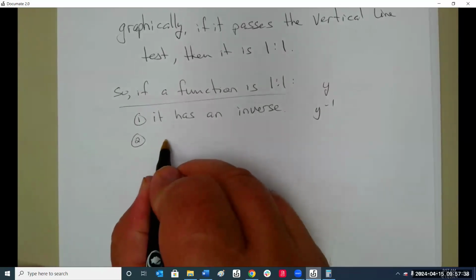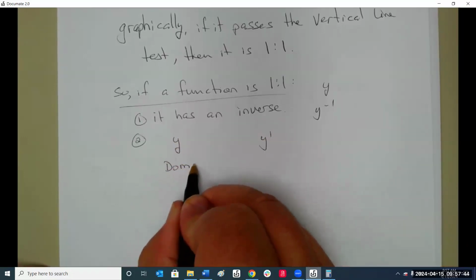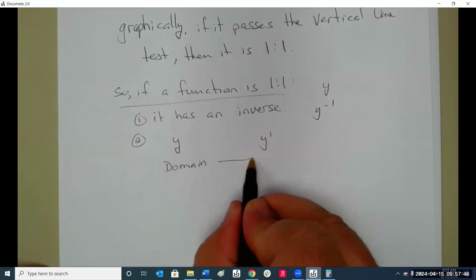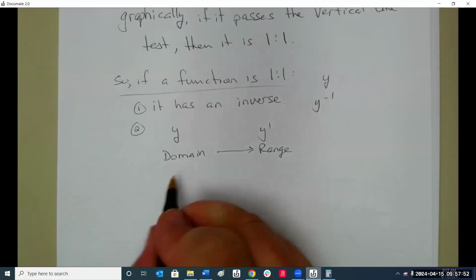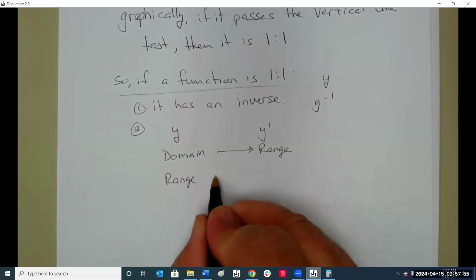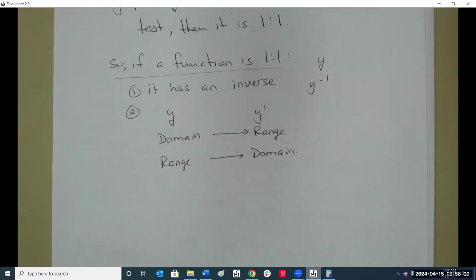So what it tells us here is here's our function, here's our inverse. The domain here is the range there. The range here is the domain here. Because you switch X and Y. So if you look at a graph, that's why the diagonal is at 45 degrees, the Y equals X. The X of one equals the Y of the other. That's what that says.